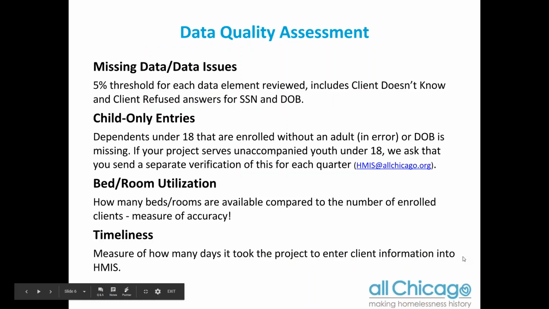So moving into some of the components of the assessment, we again are looking at that missing data and data issues with a threshold of no more than 5% for each one of those data elements. Then, of course, child-only entries. This is something where it would be an error to have child-only entries reported in the assessment, and that is defined as dependents, people that are under 18 years of age and that are in programs by themselves when they should not be. Child-only entries will also occur if there's a missing date of birth and it is unknown whether the client is over or under 18 years of age.